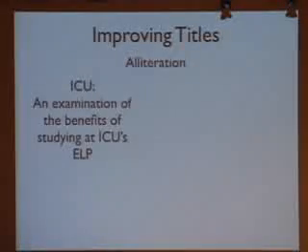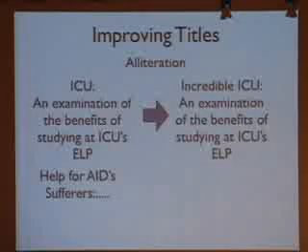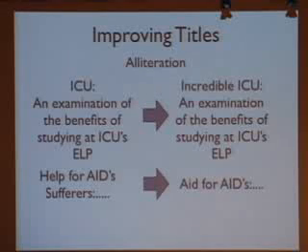Okay, ICU, an examination of the benefits becomes incredible ICU. We've already seen this example, right? So how about help for AIDS sufferers could become aid for AIDS? Another word for help is aid. And AIDS is also the name of the disease. So here I've got a real alliteration where I've actually repeated the words.